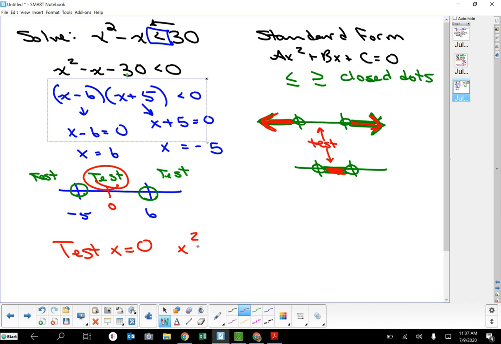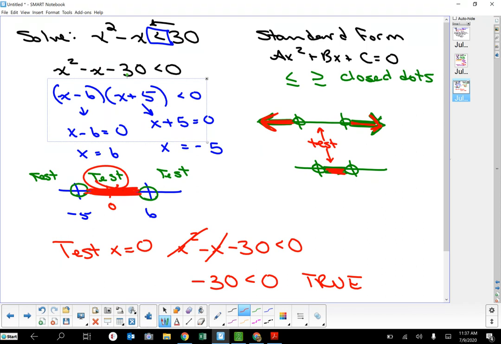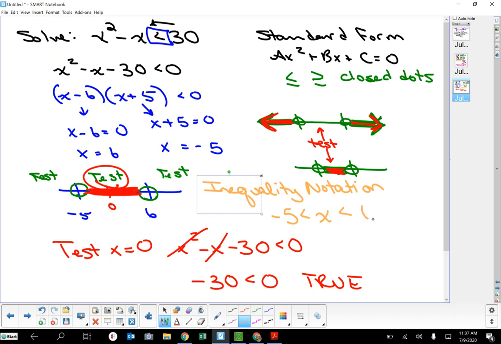So that means x squared minus x minus 30 is less than 0. If these are all zeros, then this goes away, this goes away. -30 is less than 0. So this is true. So this part in here is shaded. And then when that's true, your inequality notation will have only one variable, no or in it, and it's going to go from your lowest number to your highest. Lowest number is less than x is less than 6.